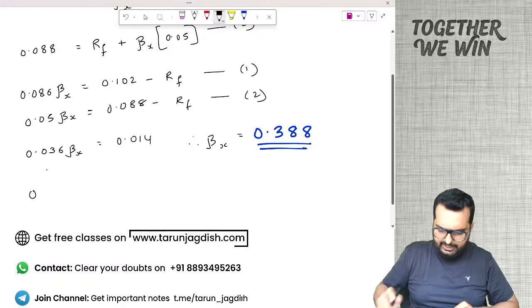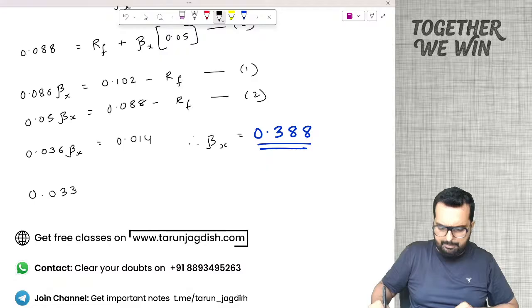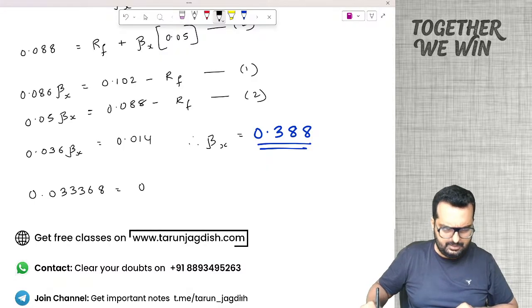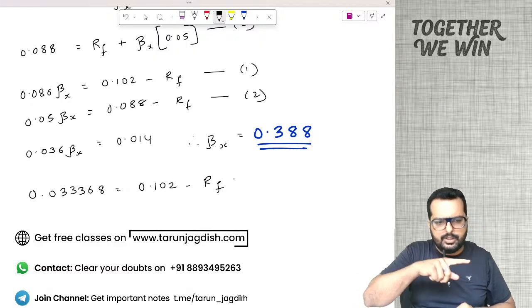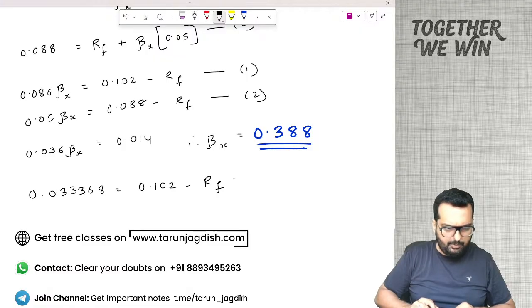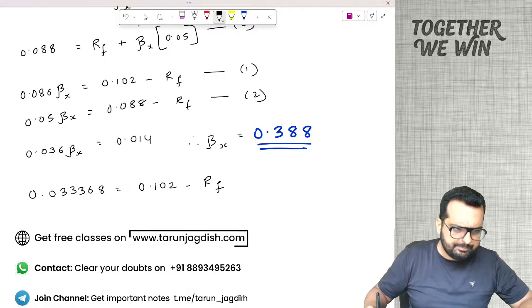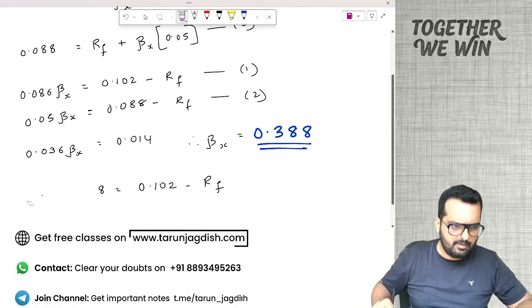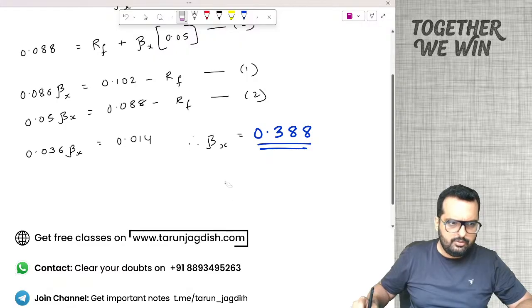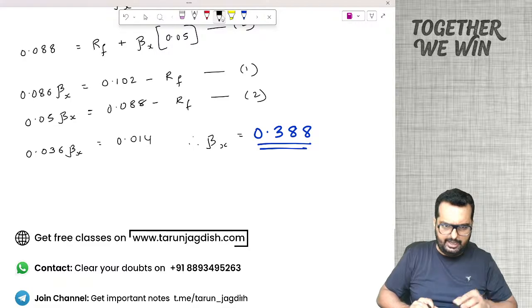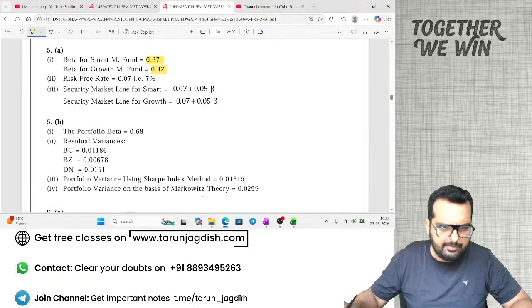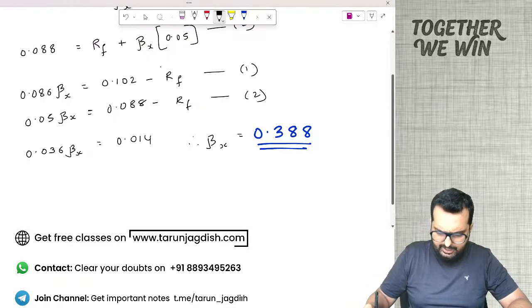0.086 into 0.388 will be 0.03368, which is equal to 0.102 minus RF. So RF will go on the other side. 0.102 minus 0.03368, when you do. Wait. So we get 0.388. So 0.086 into 0.388. 0.388 is the answer, right? Yes, I got 0.388.